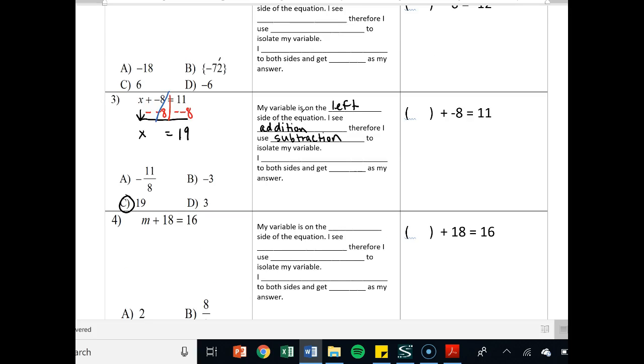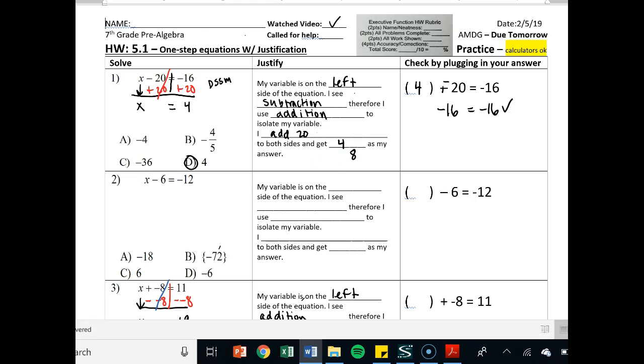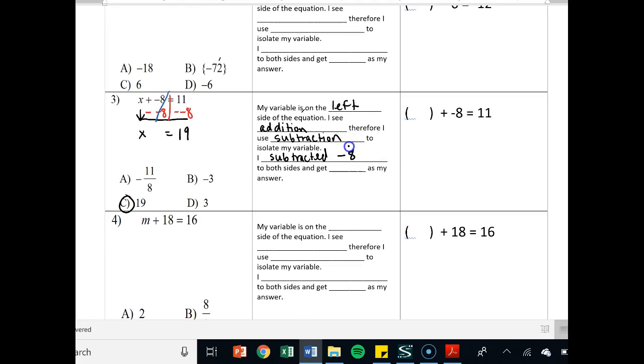So C is our answer, and you have to say I subtracted negative 8 from both sides and get 19 as my answer. So we're going to check by plugging in. It was x plus negative 8, so I'm going to say 19 plus negative 8. 19 plus negative 8 is 11, which is equal to 11. So therefore, I know I am correct.